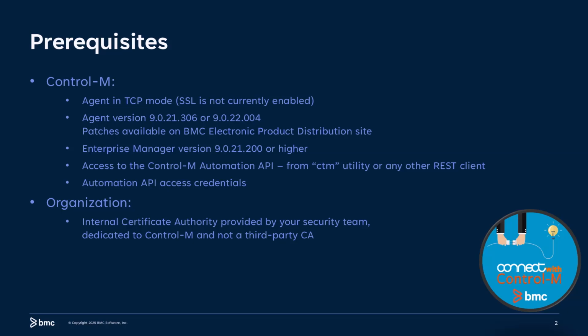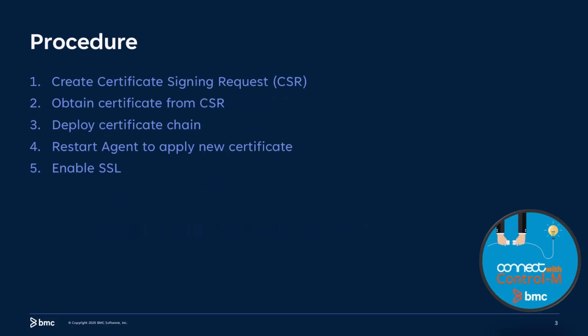With the prerequisites out of the way, we can look over the procedure. The first step is to generate a CSR, or Certificate Signing Request, on the agent. The second step is to obtain a certificate from your security team with the CSR. Third, with the certificate and the certificate chain from the certificate authority, the certificate can be deployed to the agent. Fourth, the agent must be restarted to apply the certificate change. And finally, SSL must be enabled to allow the agent and server to communicate over SSL.